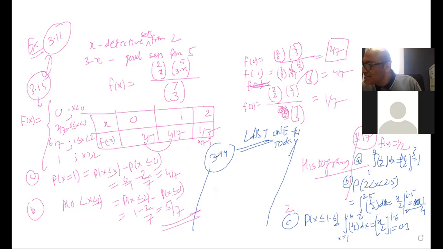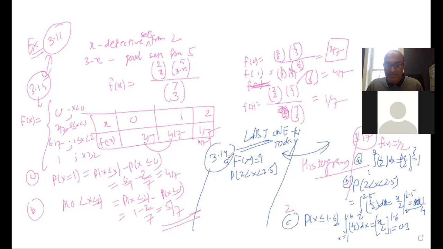So 3.19 says, for the same density function, this is in continuation of 3.17 and 18, that's why I took this one. For the density function for exercise 3.17, find F(x), the cumulative continuous distribution function, and then use it to evaluate the probability that 2 is less than x is less than 2.5. These two items we need to find.